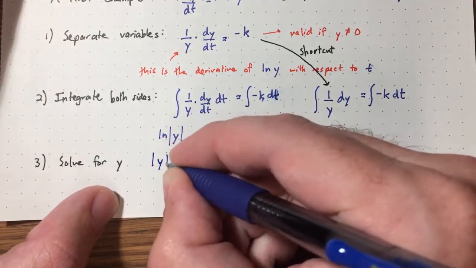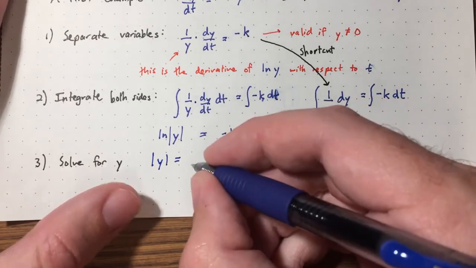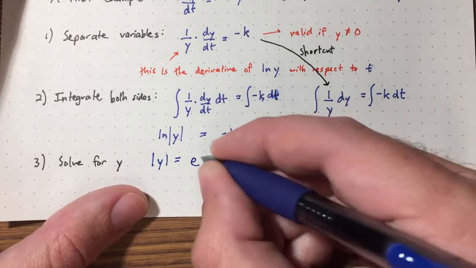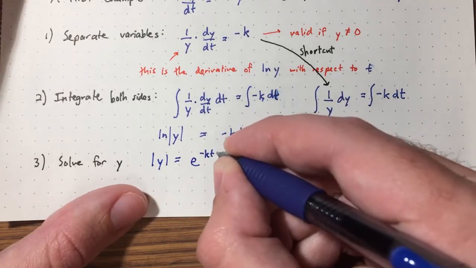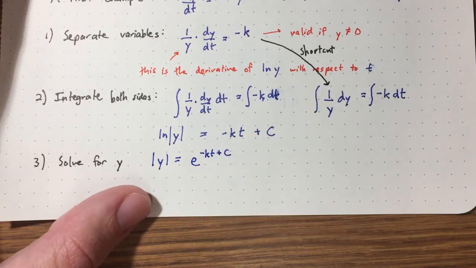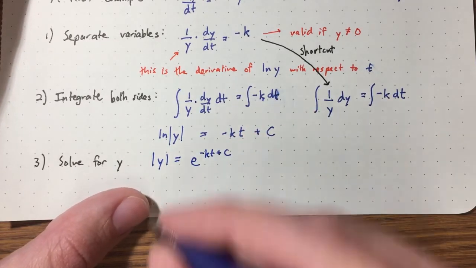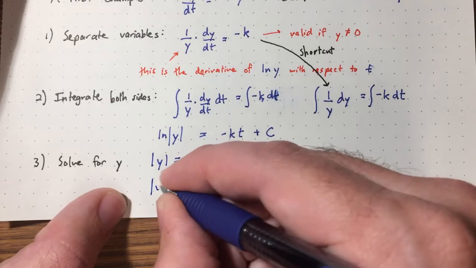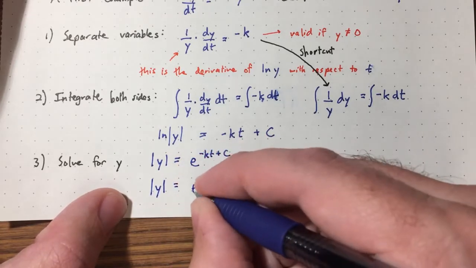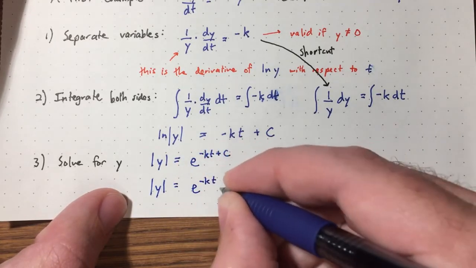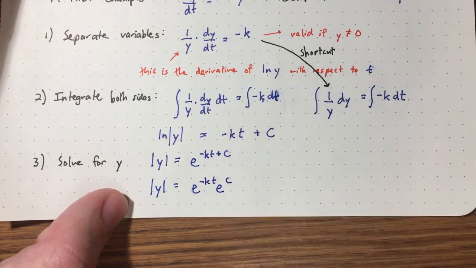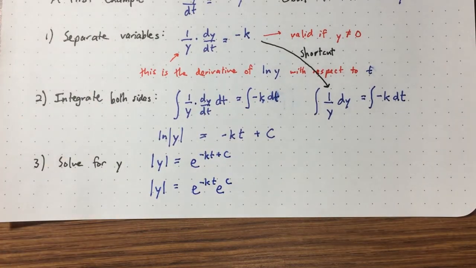So if we exponentiate both sides, we get the absolute value of y is e to the negative kt plus c, all up here in the exponent. And if we'd like, we can rewrite this using our properties of exponents. So e to the negative kt times e to the c. And here's a question for you. How do we get rid of the absolute value bars in an equation?